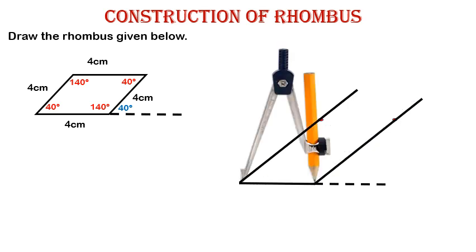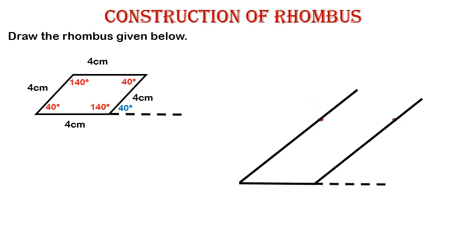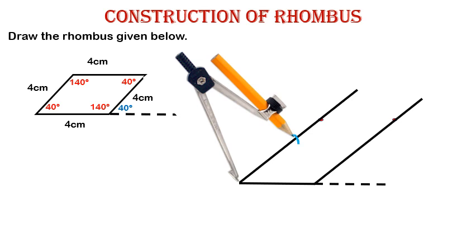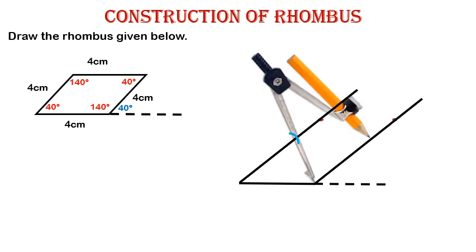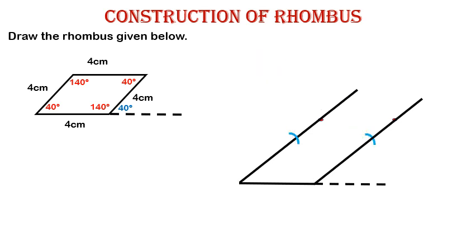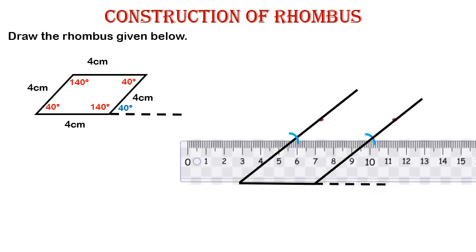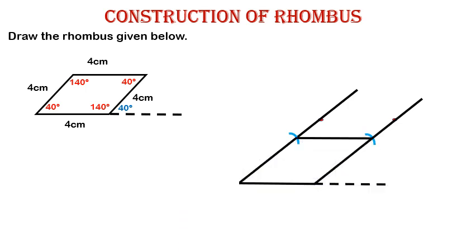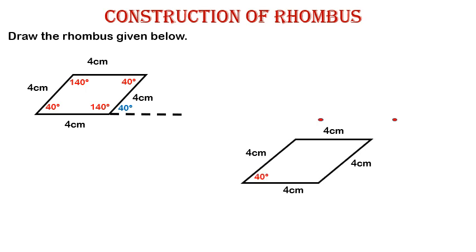We know all sides are equal. So take 4 cm in a compass and draw arcs on the slanted lines like this. Then join these intersecting points using a ruler. Then erase the unwanted parts. We get a rhombus with sides 4 cm and a 40 degree angle.